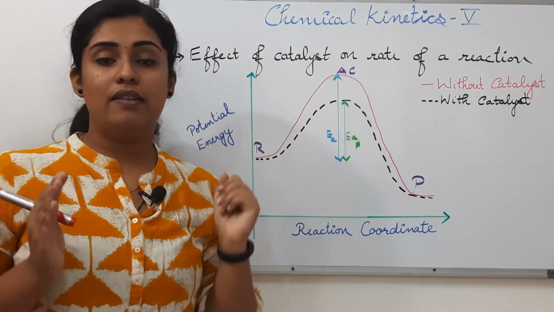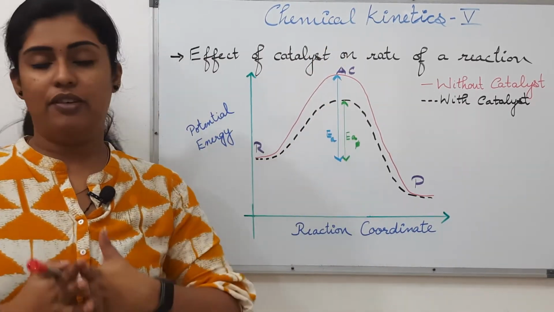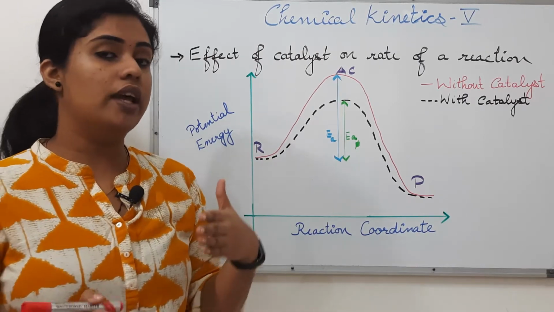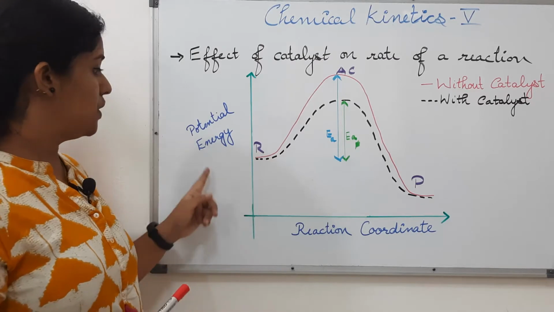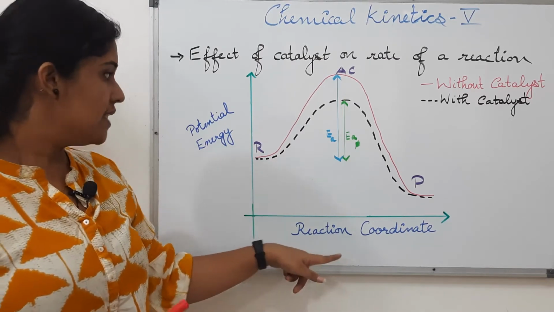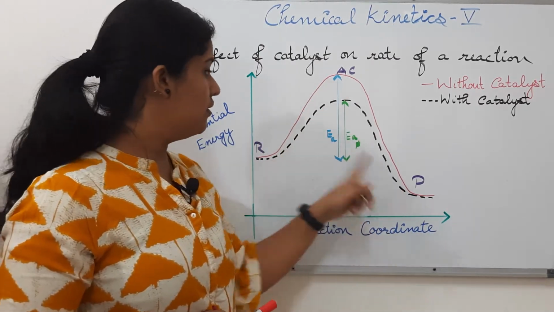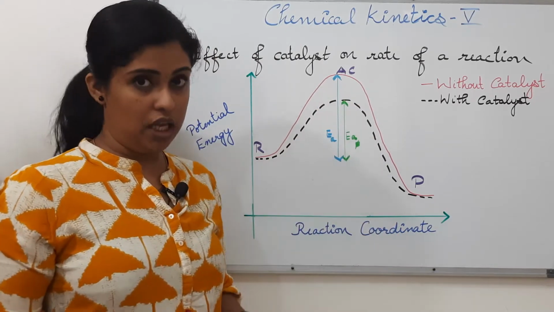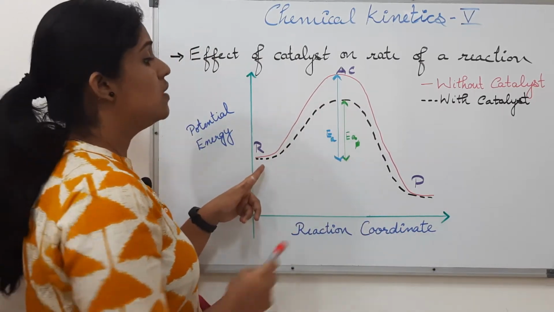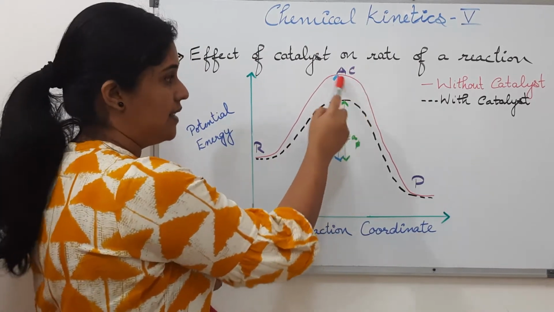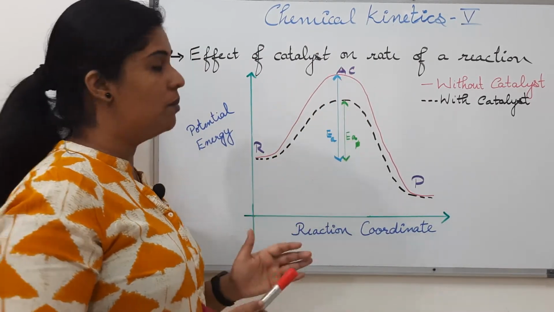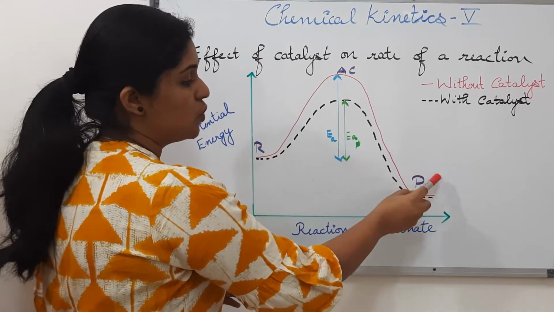For this, we'll have to look into the energy profile for a reaction, which we already saw in our previous video. This is the energy profile, which is a graph between potential energy and the reaction coordinate. Let's just consider the red mountain-shaped graph for the time being, where my reactant is getting converted to products through the formation of an activated complex. This is an unstable intermediate complex that readily gets converted to my product.